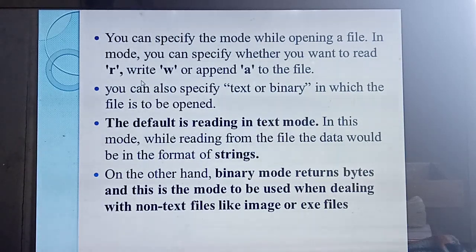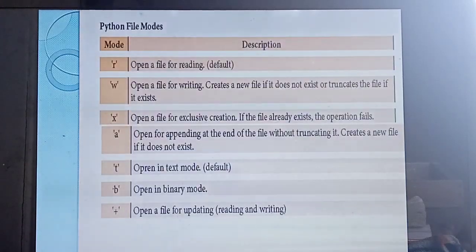Okay, so when do we use binary mode? If you are going to open some images or exe files, that kind of files, you should specify binary mode. Binary mode will return in the form of bytes, but text mode will return in the form of strings, that means characters. Understood? Okay.